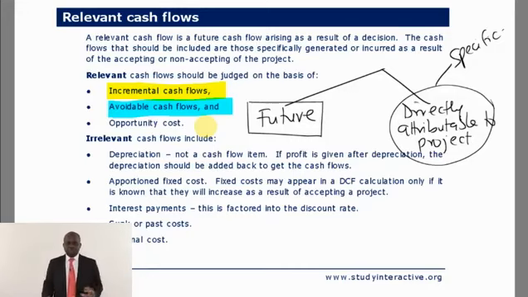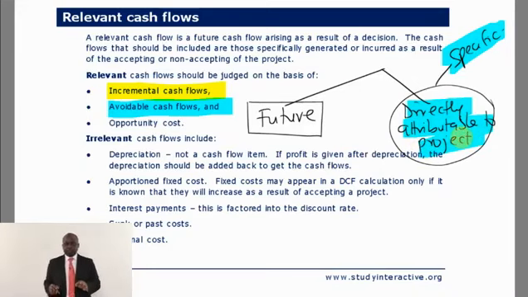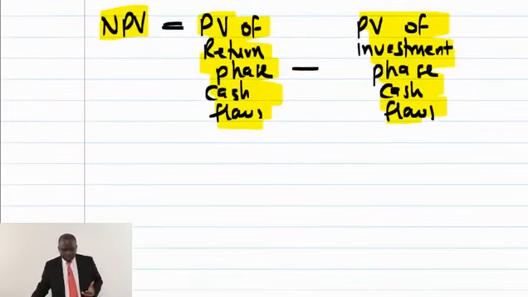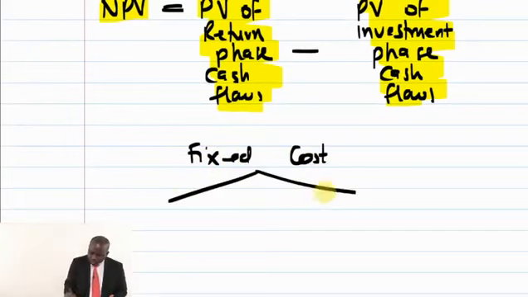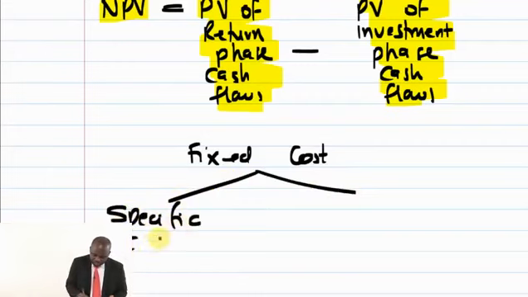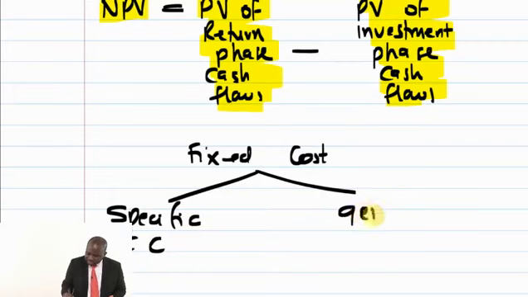That is the argument. Fixed cost, when we were talking about the characteristics here, we said that cash flow will be relevant if it is incurred specifically or is directly attributable to the project. So when you are talking about fixed costs, we've got two broad types of fixed costs. We have what is called the specific fixed cost, and we've got what is called the general fixed cost.